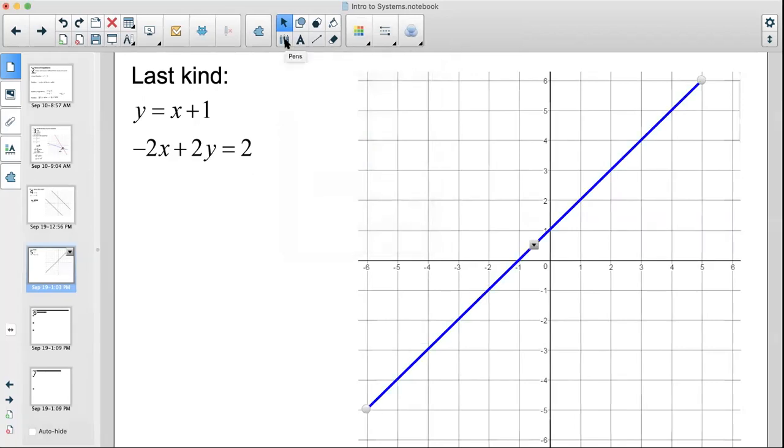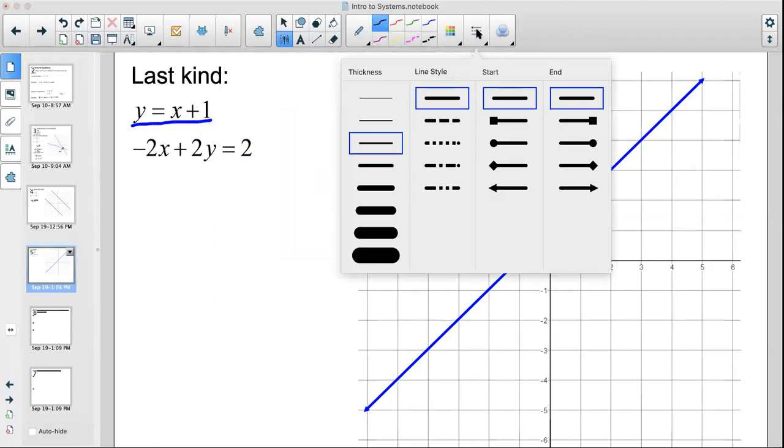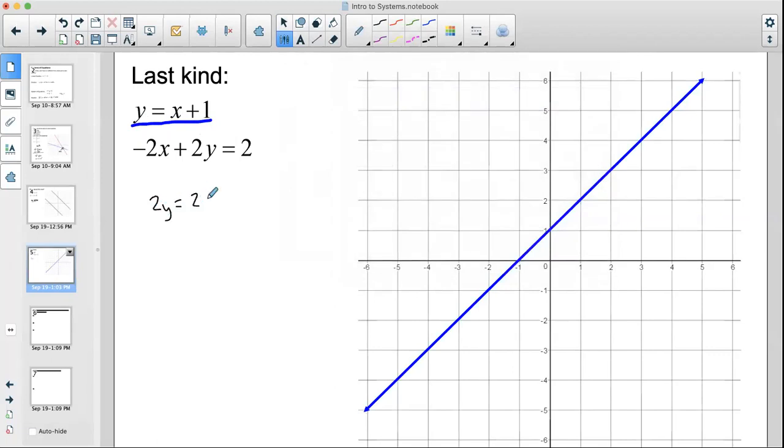And then to do the other one, it might be hard to graph this one from this form, so I'm going to have to solve it for y. That's normally the way that we do that. So let's say I'd add 2x to both sides and get 2y equals 2x plus 2. Then I would divide both sides by 2. And 2y divided by 2 is y, 2x divided by 2 is x, and 2 divided by 2 is 1, so I get y equals x plus 1. That's the same as this one.